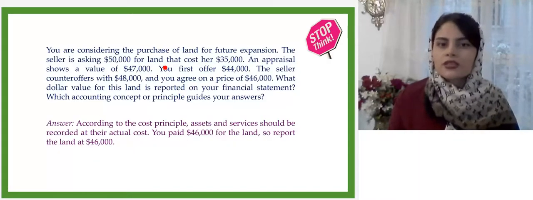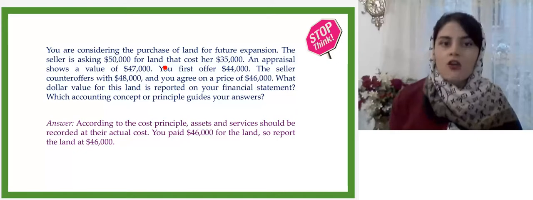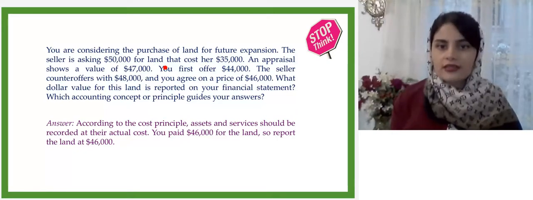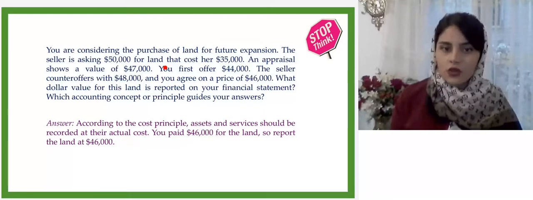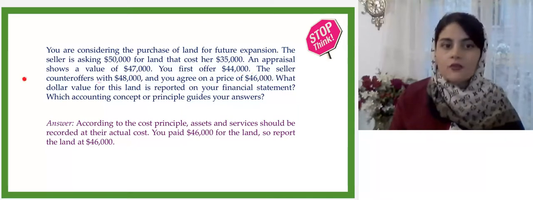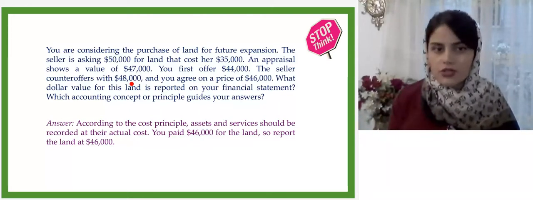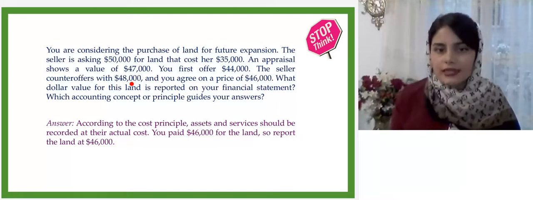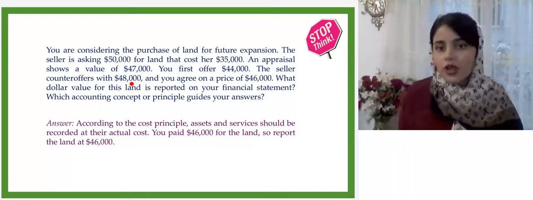Suppose that you're considering the purchase of land for future expansion. The seller is asking $50,000 for land that cost her $35,000. An appraisal shows a value of $47,000. You first offer $44,000 and the seller counteroffers with $48,000, and you agree on a price of $46,000. What dollar value of this land is reported on your financial statements? Which accounting concept or principle guides your answer?